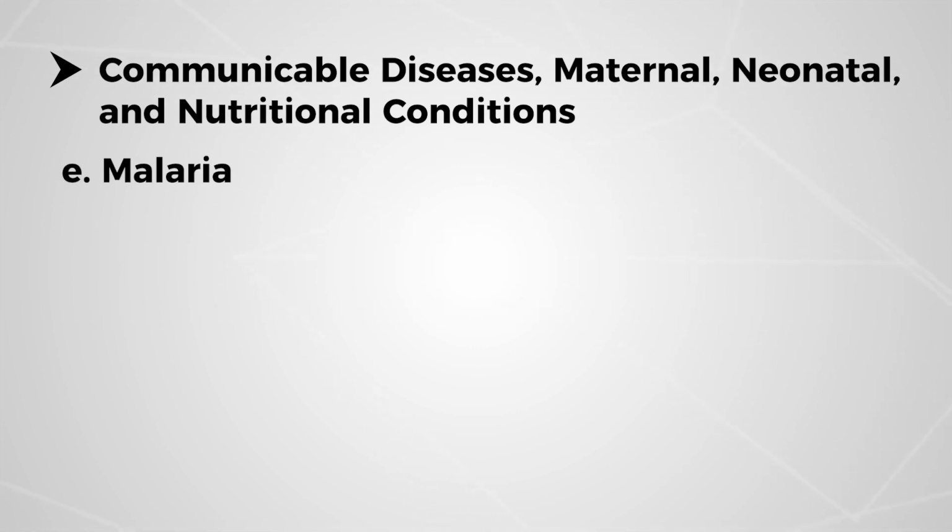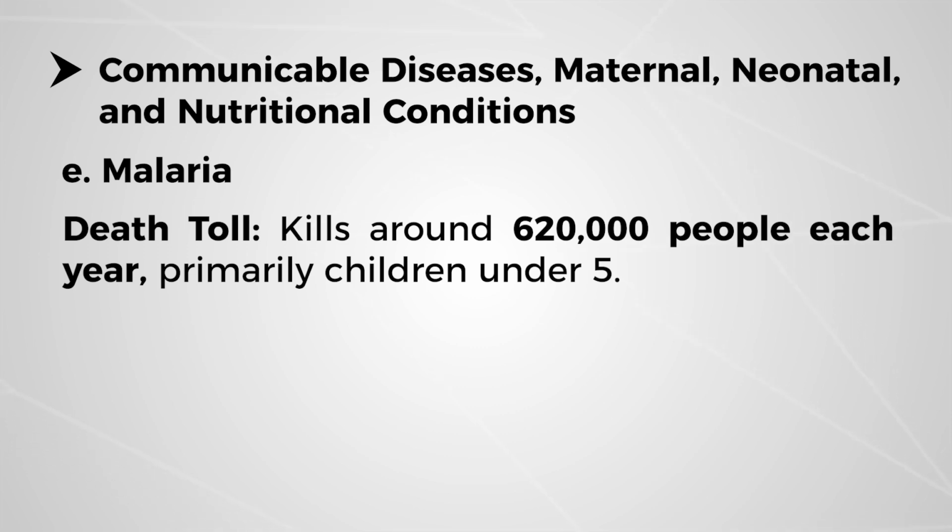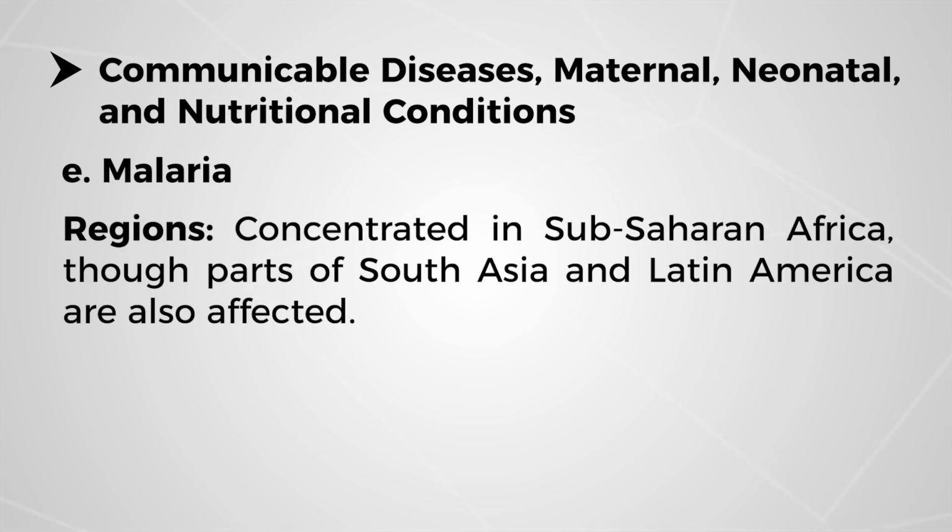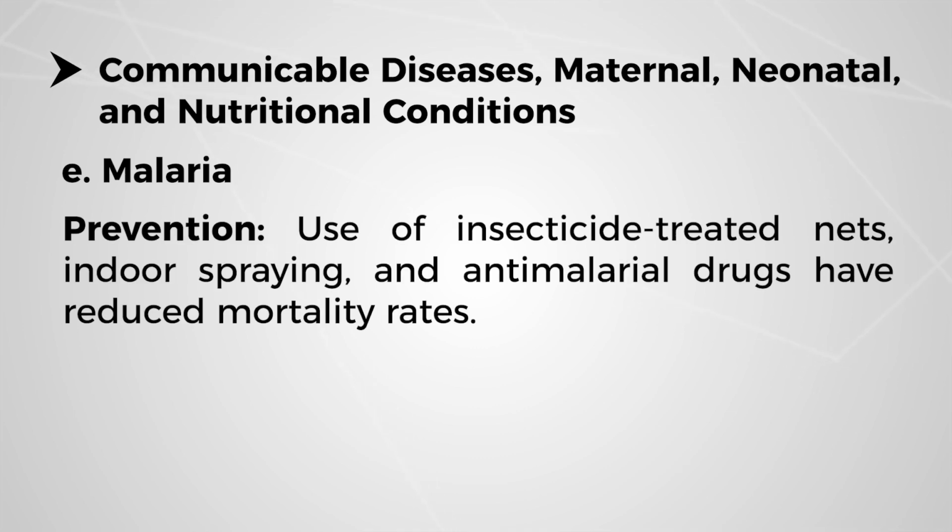Malaria, for example, kills around 620,000 people each year, primarily children under 5, and is concentrated in sub-Saharan Africa, though parts of South Asia and Latin America are also affected. Sub-Saharan Africa has lower income groups and malnutrition, which has a serious impact on this type of disease. Prevention using insecticide treated nets, indoor spraying and anti-malaria drugs has reduced mortality rates.